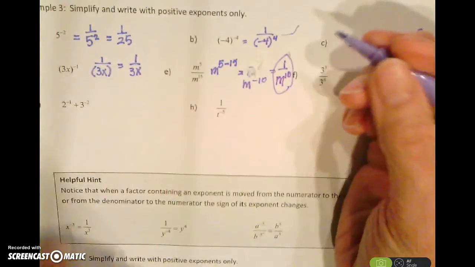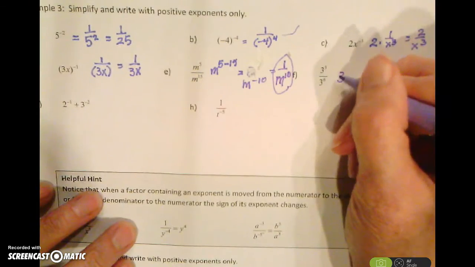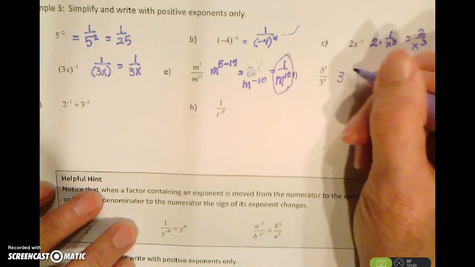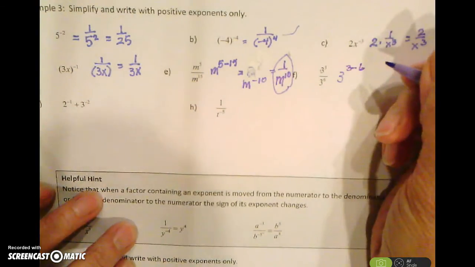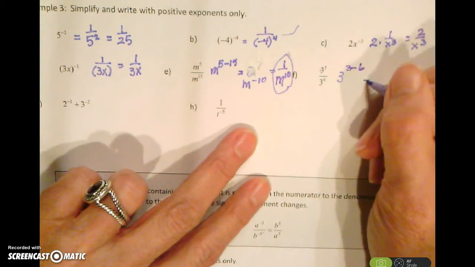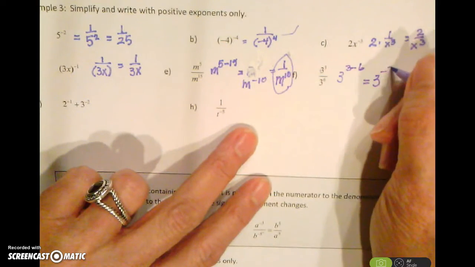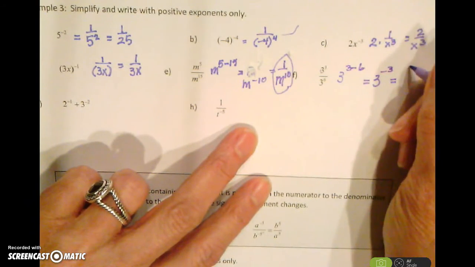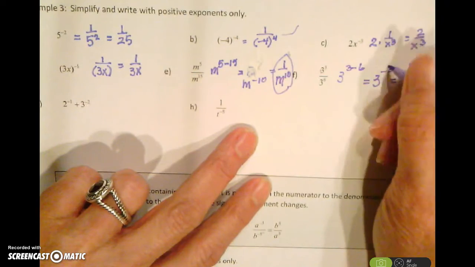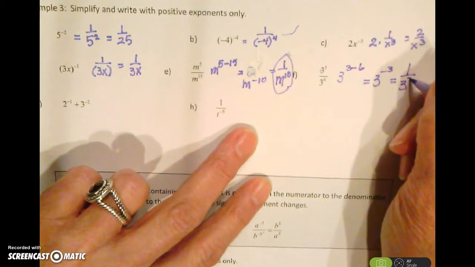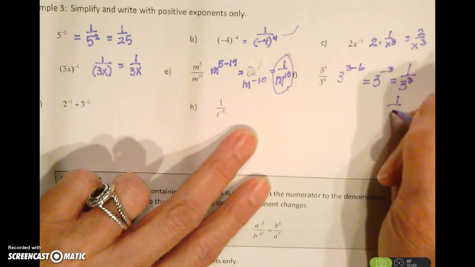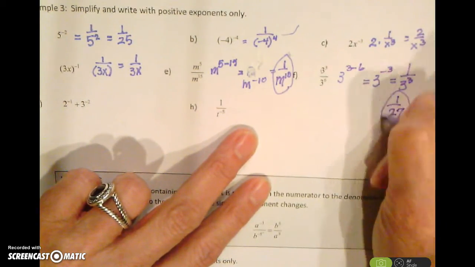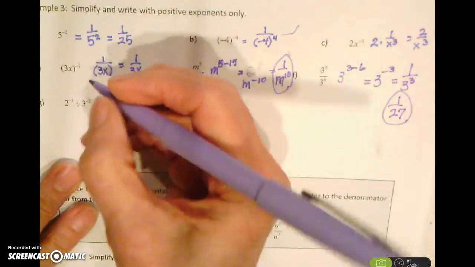Then f, I have 3. The base is 3, and then my exponent on top is 3. Subtract the denominator exponent. So then that's going to be equal to 3 to the negative 3, which then becomes 1 over, to change it to a positive, 1 over 3 to the positive 3. And then that's going to be 1/27. 3 times 3 times 3 is 27.